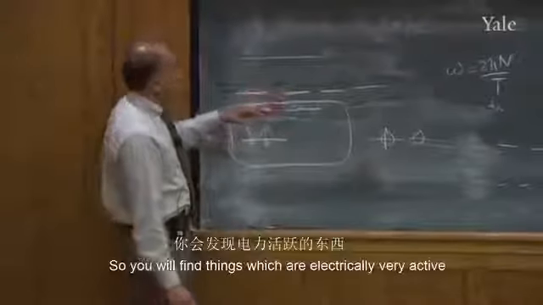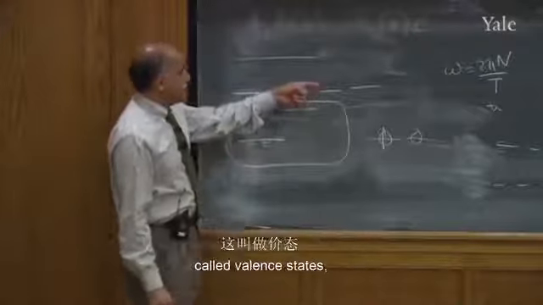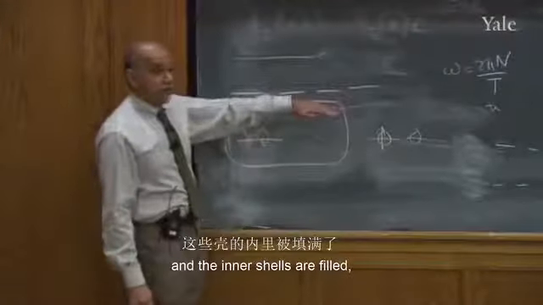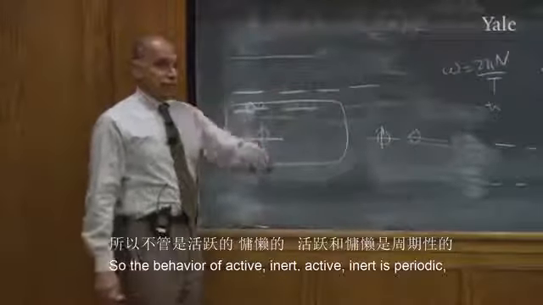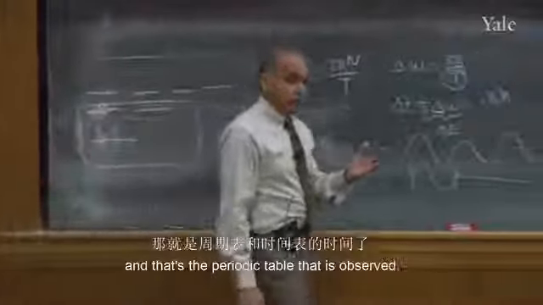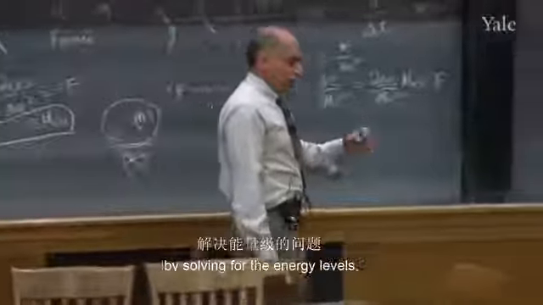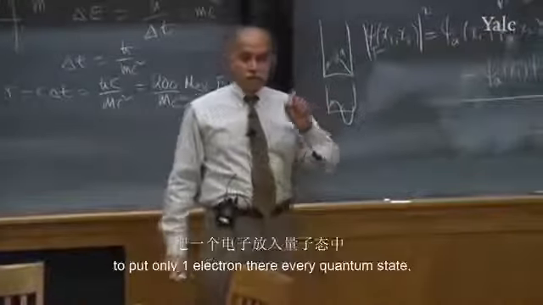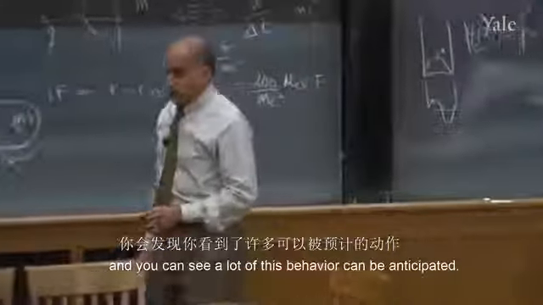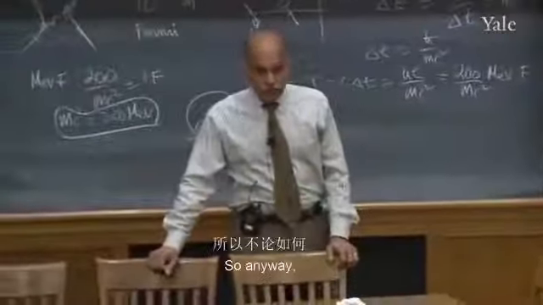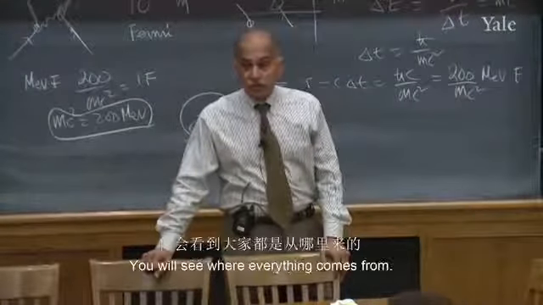So you will find things which are electrically very active with loose electrons in the upper levels, called valence states, and the inner shells are filled. They are inert. So the behavior of active, inert is periodic, and that's the periodic table that is observed. But you get that from quantum mechanics in great detail by solving for the energy levels, then using the Pauli principle to put only one electron in every quantum state. And you can see a lot of this behavior can be anticipated. So anyway, these are things you will learn. If you learn chemistry, if you learn physics, you will see where everything comes from.